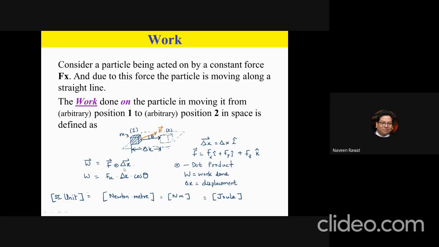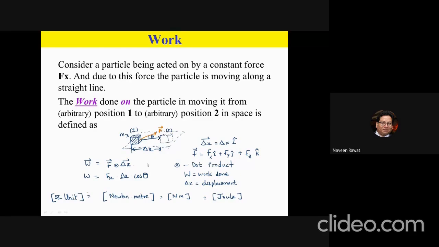force times your displacement. Okay, so let's take that the displacement is delta x, and it is happening along the i direction, which is the x direction. So the force can be decomposed into the three components in the x, y, and z direction, and the value that you will get for this dot product will be your force in the x direction, the displacement in the x direction, and the cosine of the angle between these two vectors. Okay, so that is the basic definition of what is work done on an object.